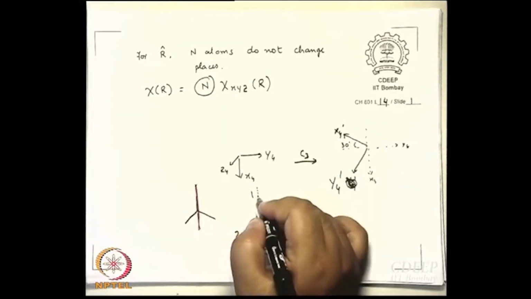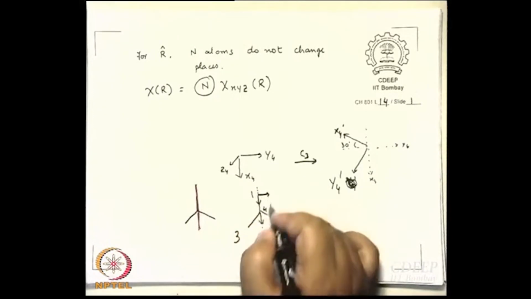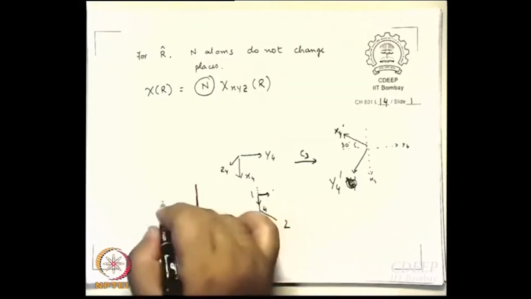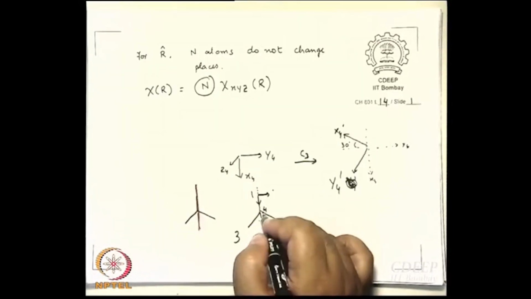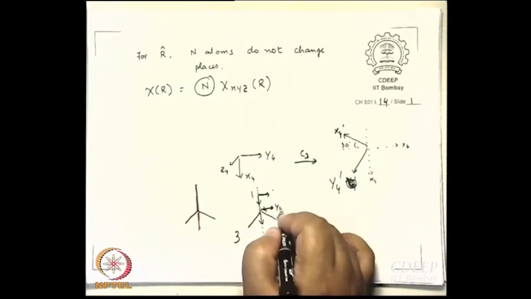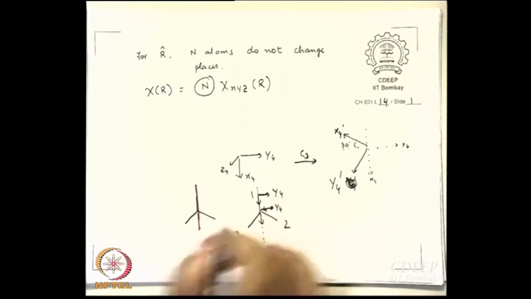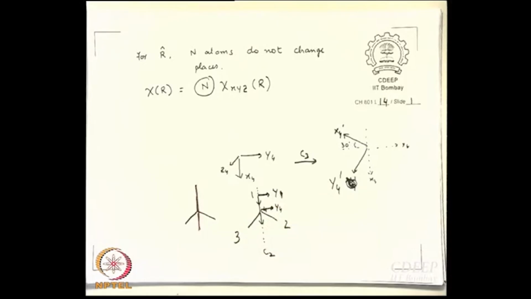What about y1? y1 becomes minus y1, right? What about y4? That becomes minus y4. Okay. So, whatever happens to y1 also happens to y4, because essentially they are unit vectors that are parallel to each other, isn't it? So, now if I want the character, what will I do?